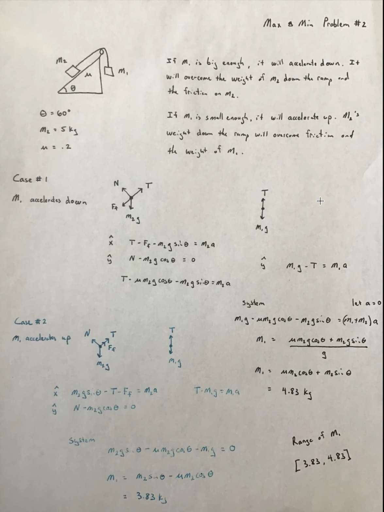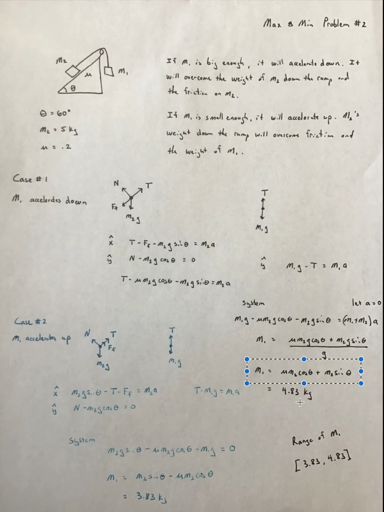What's making the system move? Well, the weight of m1g is driving the system. What's opposing it? Well, we have the friction on m2, which is this term, and we have the weight of m2g down the ramp, which is that term. So if m1g is bigger than this combination, it will make the system accelerate. So I just solved for m1, and I get this. So if m1 is equal to that, then m1 will accelerate down.